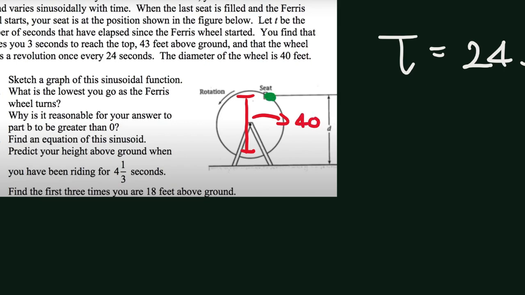We start at this point, and then after 3 seconds, we're at this point, its highest point, and from its highest point to the ground, it's 43 feet. 43 feet is not D. D is where we originally started. We don't know what D is, but we know that the distance from here to here will be 3 feet because 43 feet minus 40 is just 3 feet. So the entire Ferris wheel is 3 feet above the ground.